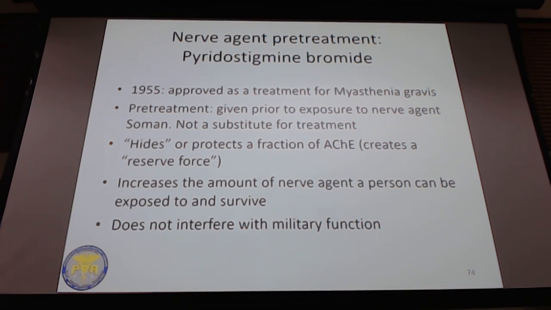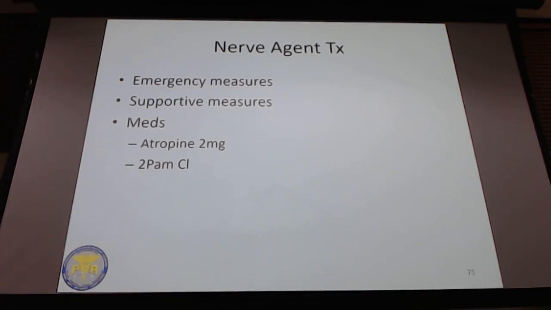So, just a little history. 1955, right? Pyridostigmine bromide approved as a treatment for myasthenia gravis, right? So what does this do? It hides or protects a fraction of acetylcholinesterase and creates a reserve force. So if you have a higher clinical suspicion or operational threat, you can pre-treat with this stuff. Never done it, but it's out there. Something to consider. Work with your leadership, S2, if you think it could be helpful.